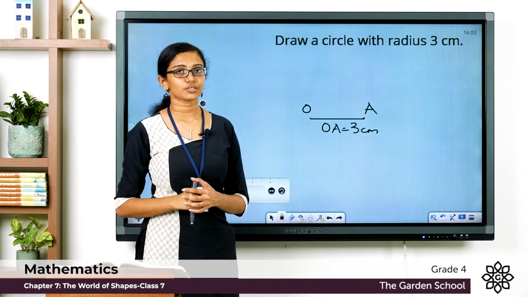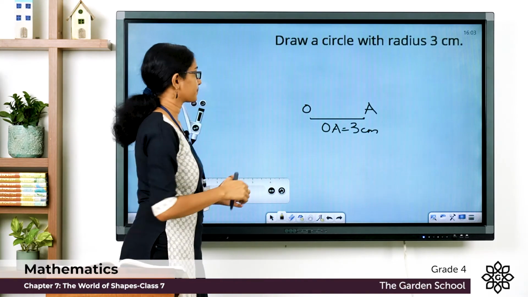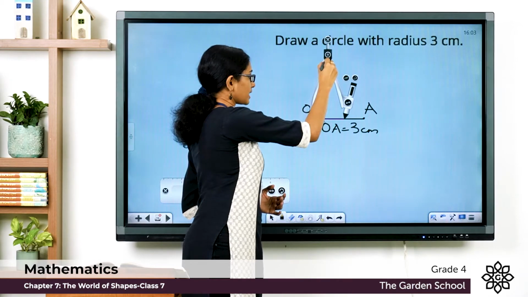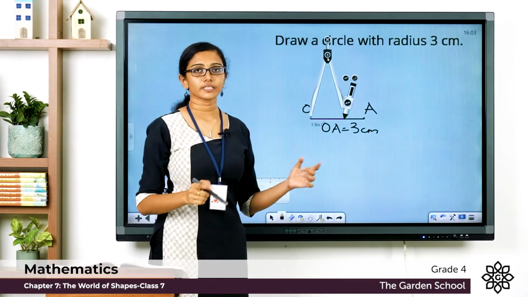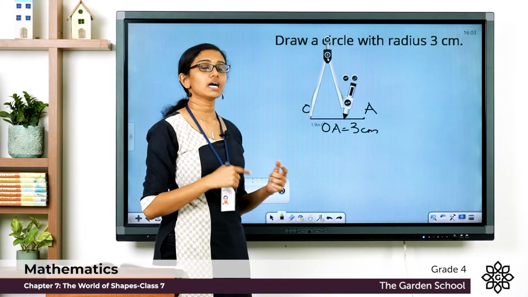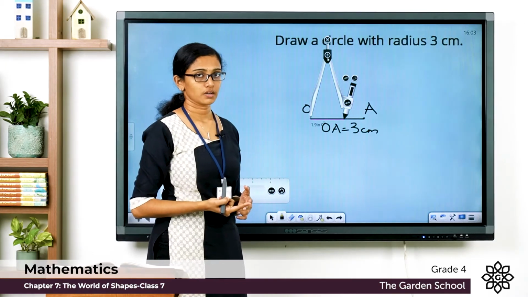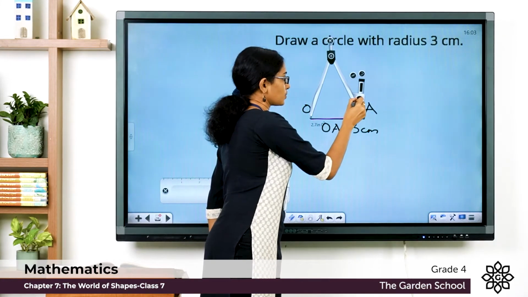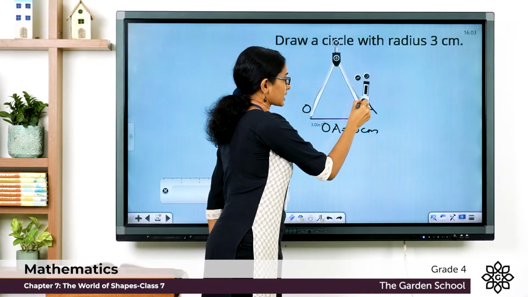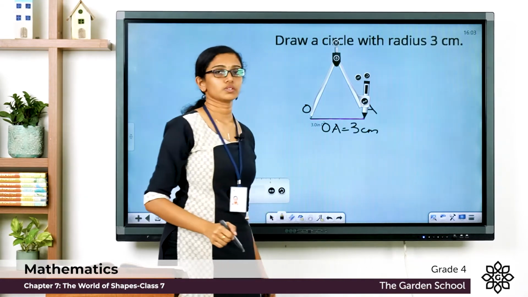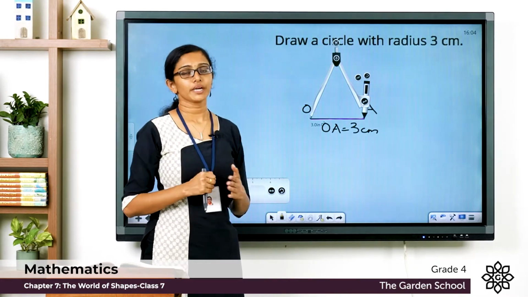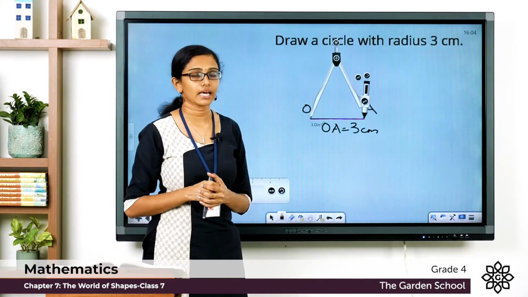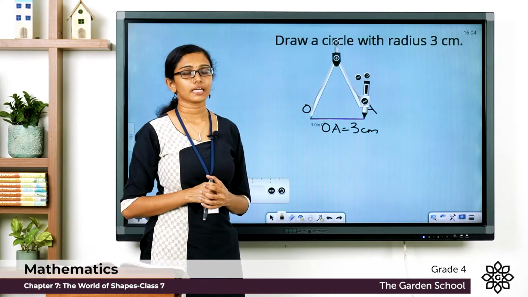Now the next step is to place the compass in the proper way. Take the compass and make sure the pointed metal end coincides with one of the endpoints of the line segment, and you have to stretch the other arm of the compass where it holds the pencil. You have to stretch the other arm to a distance which is equal to 3 centimeter in this case. So you are measuring the radius of the circle. Make sure you have the metal pointed end and the tip of the pencil at the same level so that you can draw the circle properly.